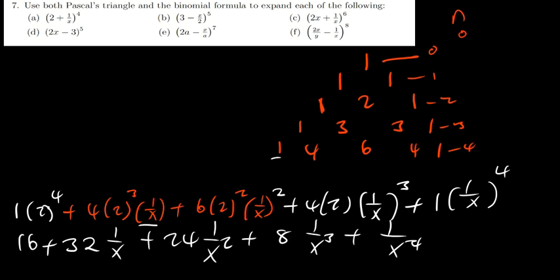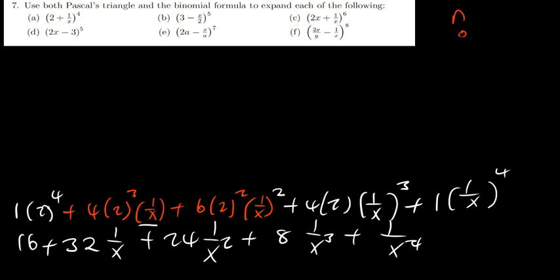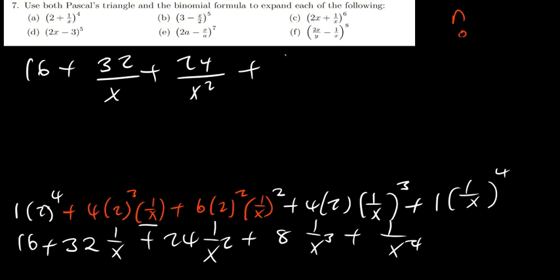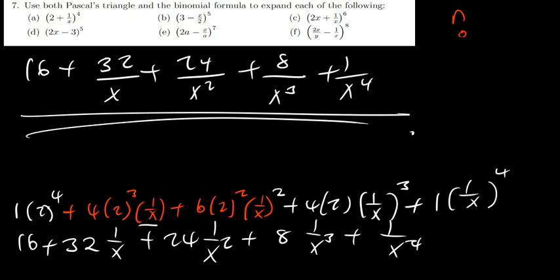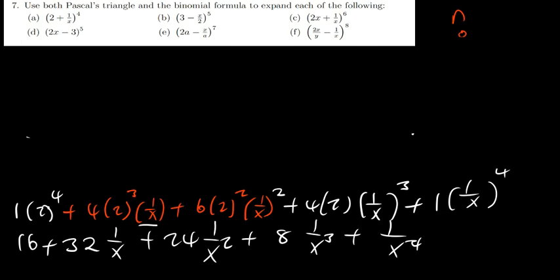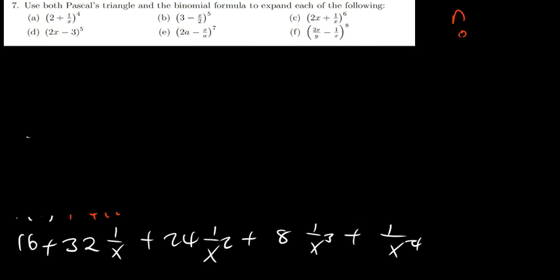So to simplify it, I'll write it from here. It is 16 plus 32 over x plus 24 over x squared plus 8 over x to the power 3 plus 1 over x to the power 4. So that's my answer. Now, use the same principle, guys, to solve these remaining ones.